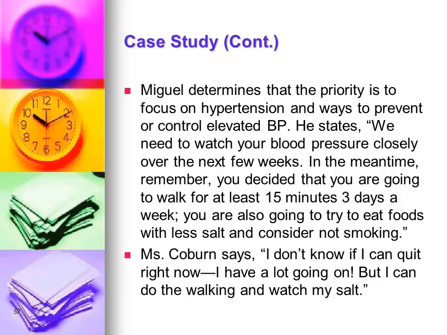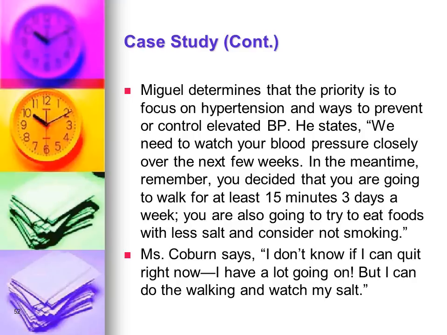All right, let's look at our case study again. Miguel determines that the priority is to focus on hypertension and ways to prevent or control elevated blood pressure. He states, we need to watch your blood pressure closely over the next few weeks. In the meantime, remember you decided that you're going to walk for at least 15 minutes 3 times a day or 3 times a week.